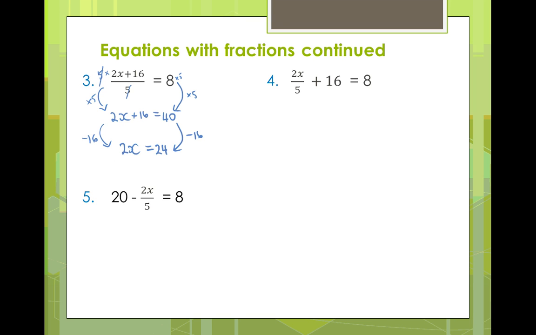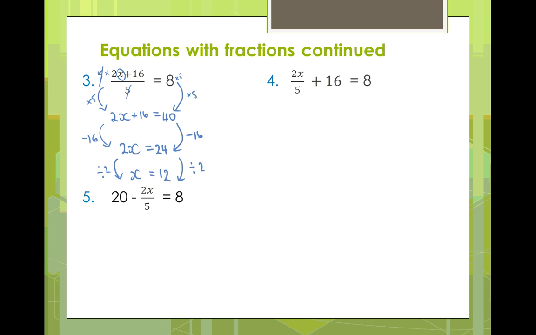So my last step is to work out 2 times what equals 24. So I'm really thinking about dividing both sides by 2. And I get x is equal to 12. If I substitute my 12 back up here, 2 lots of 12 is 24. 24 plus 16 is 40. 40 divided by 5 equals 8, so I know that my answer of x equals 12 is correct.